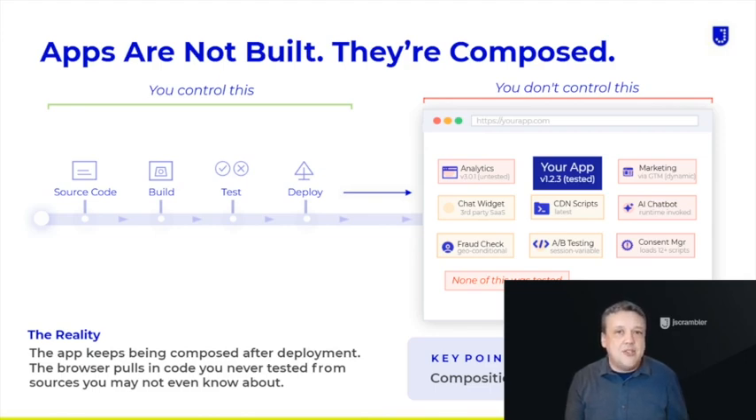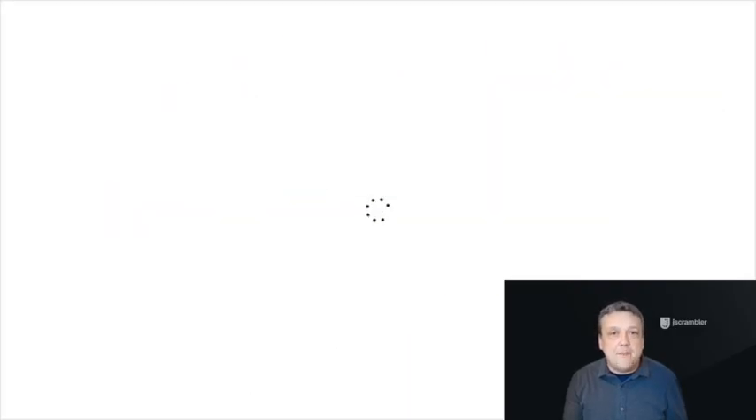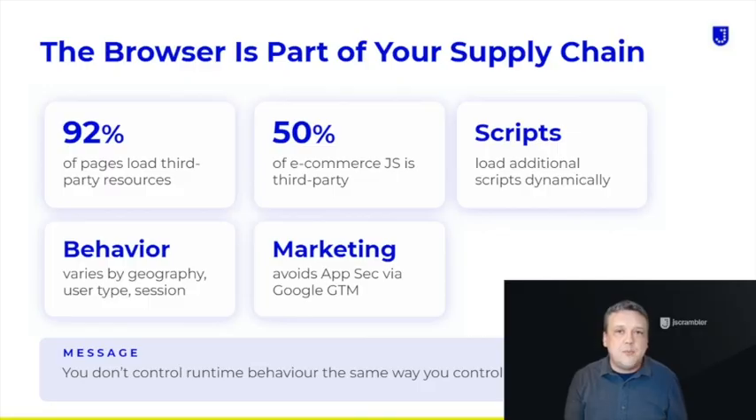If you're using tag managers, the situation is even harder to manage. Your marketing team could add a new script to your deployed web application at any point after deployment. And the traditional process of application testing won't catch those changes either. So let's put some numbers around this. 92% of web pages load third-party resources. On e-commerce sites, 50% of all JavaScript comes from third parties.